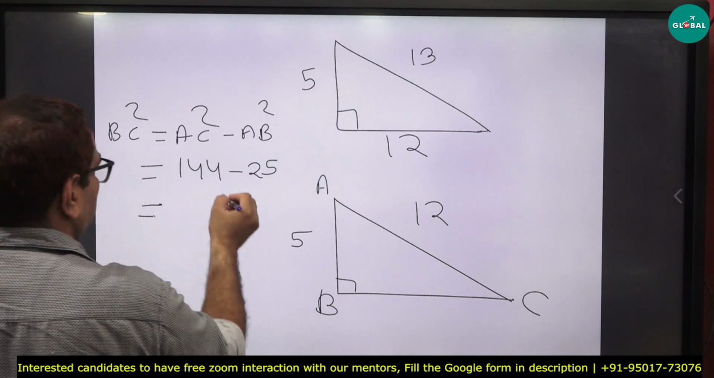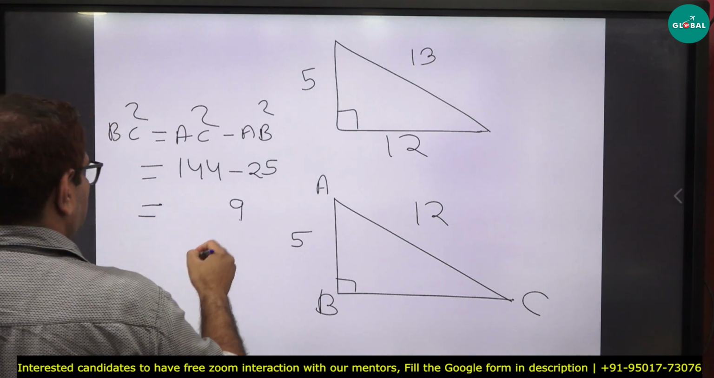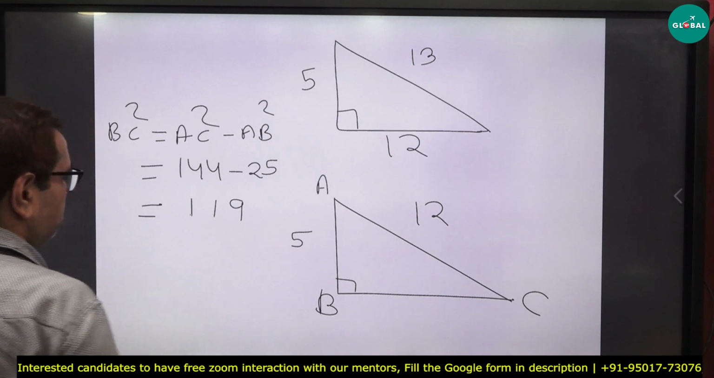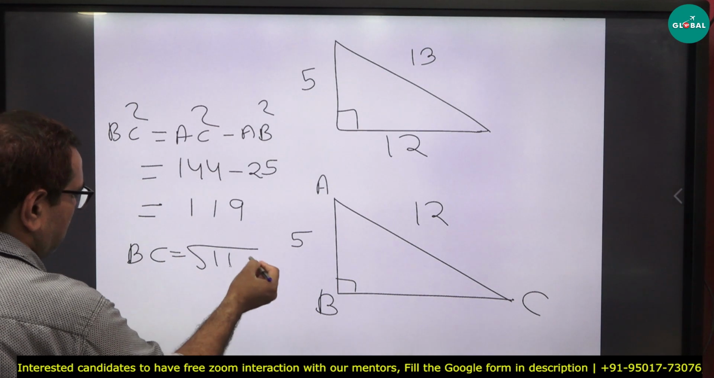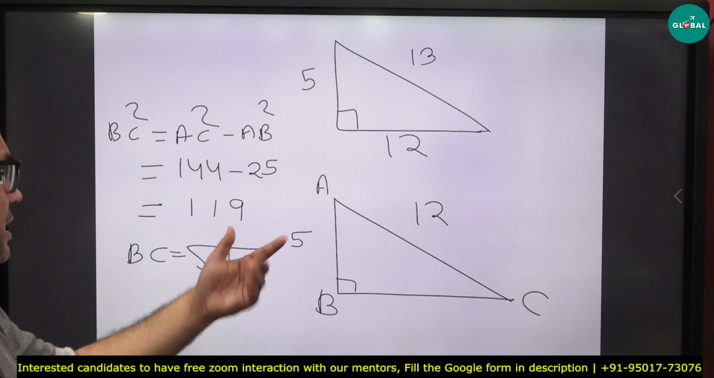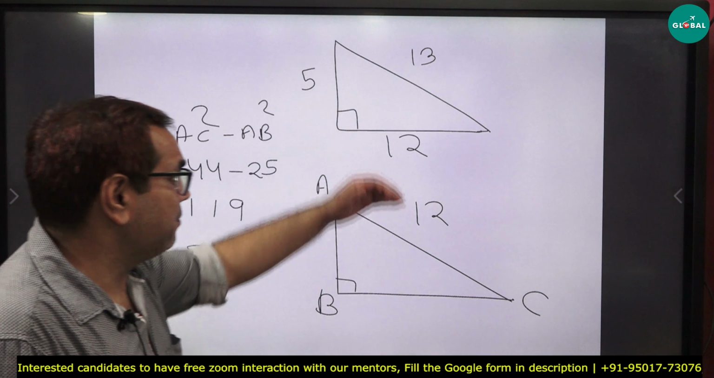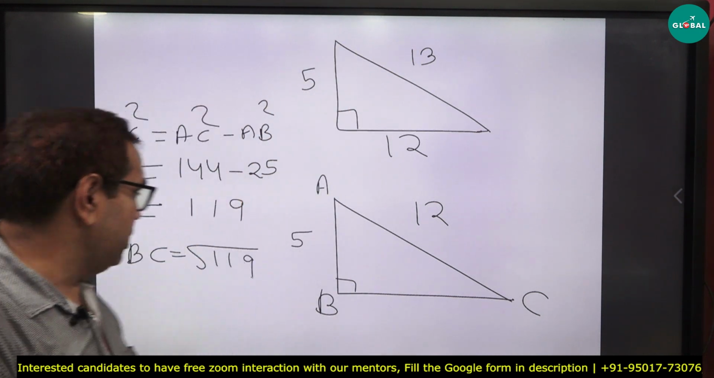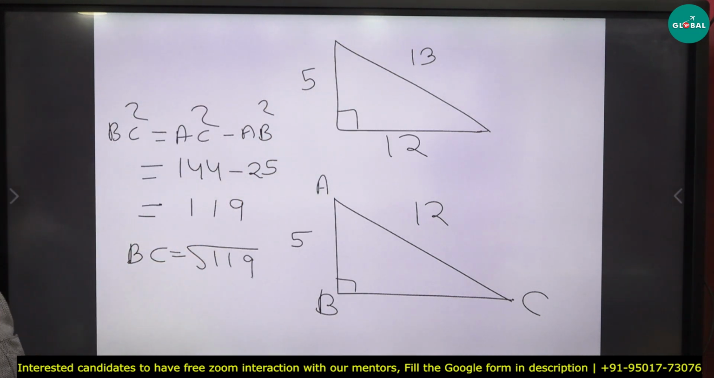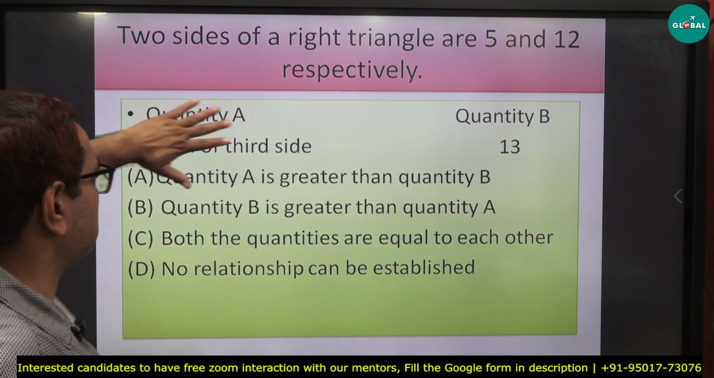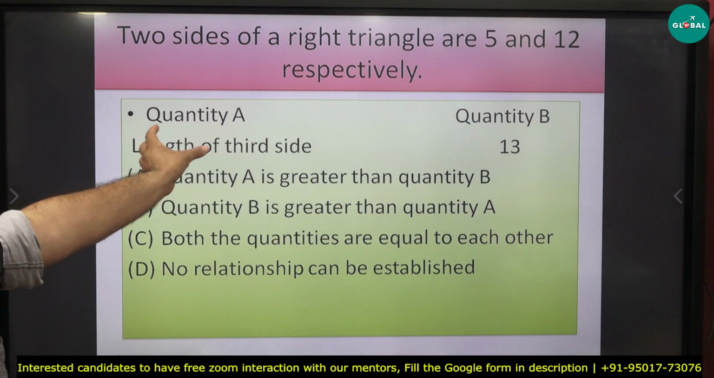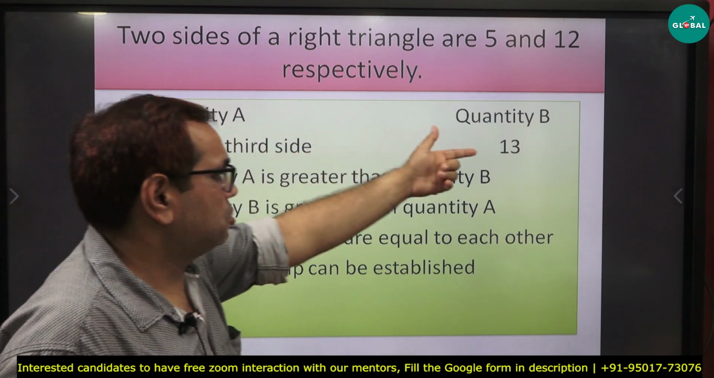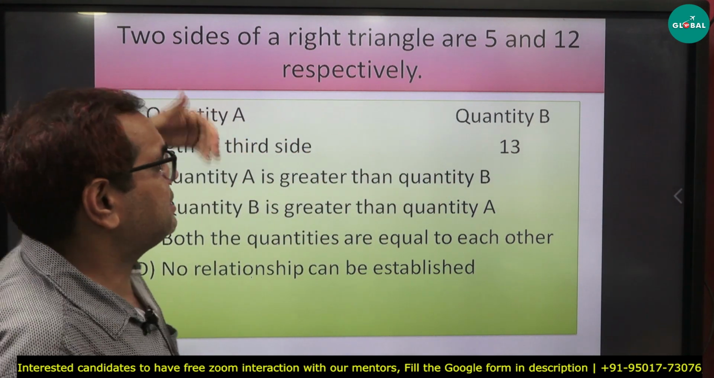You will subtract, and you will get 119. So what is BC? It is equal to root 119. So this time this is the third side. It means the third side may be 13 or it may be root 119 also. There are two possibilities. If the third side is 13, both are equal, but if the third side is equal to root 119, then these two are not equal. This becomes less than this.